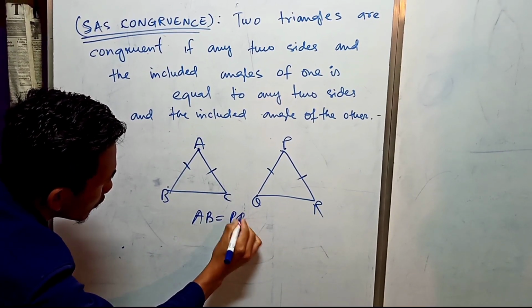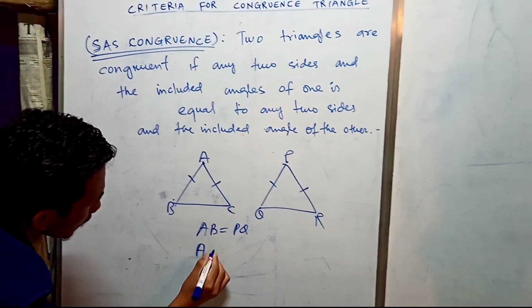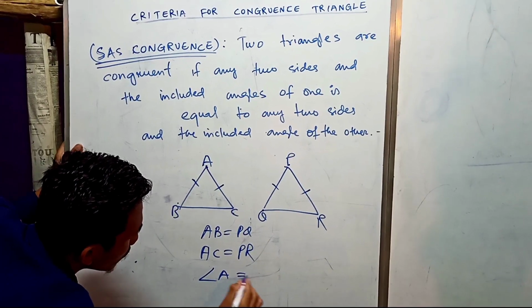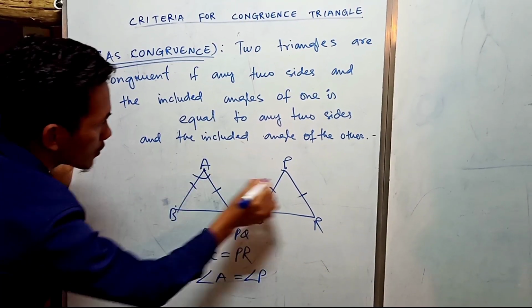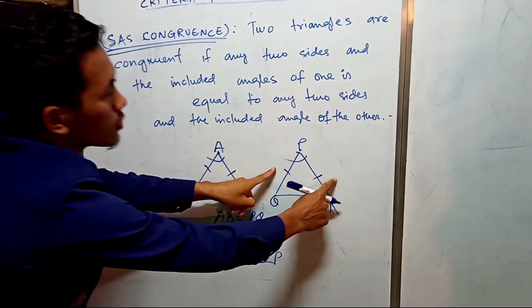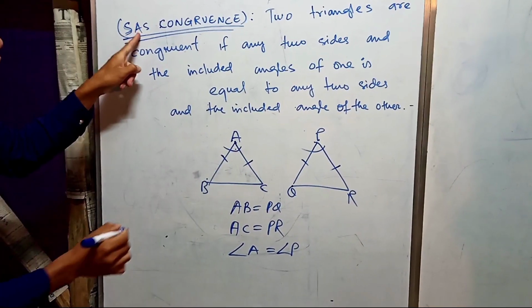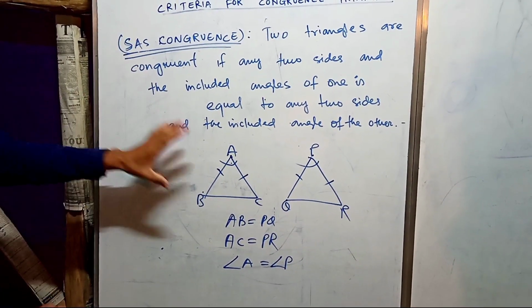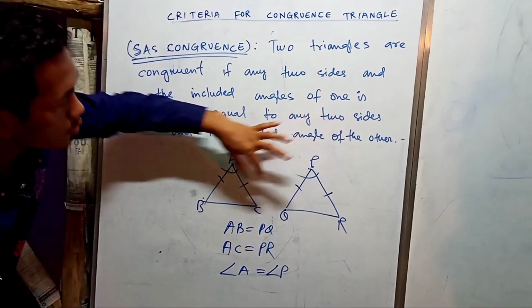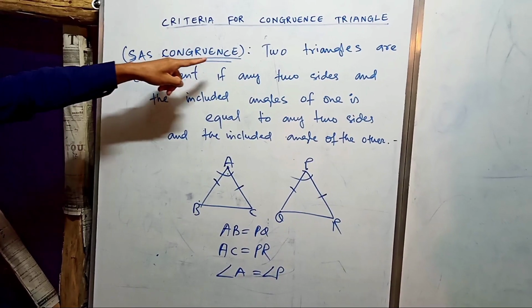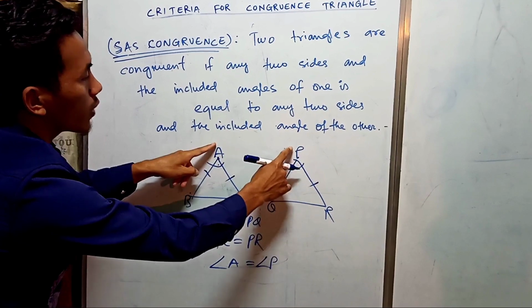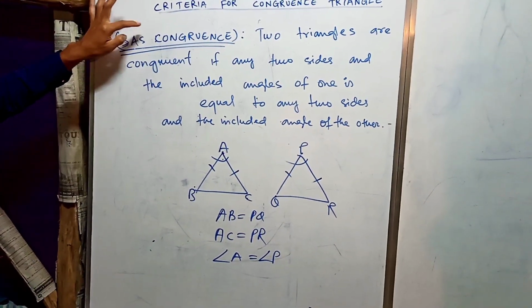AB will be equal to PQ and AC will be equal to PR and angle A will be equal to angle P. Side, side, and this is the included angle. Only when these two sides are equal and these two angles are equal, you can say that side angle side congruency holds.